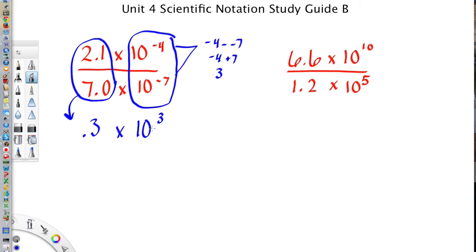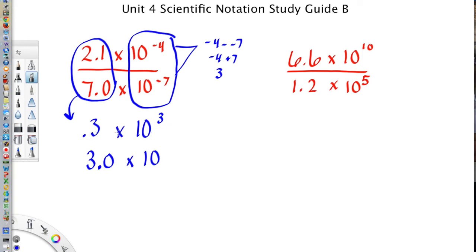Now this is not in scientific notation. If I want to make it scientific notation, I need to take this coefficient and change it to 3.0. You could just have 3 if you wanted to, but I had to bump the decimal point over 1. And if I bump once again, look at what's going on here. This is 3 times 10 to the 3rd power. That means I'm going to move this decimal point 1, 2, 3 places over. And this is the correct answer.